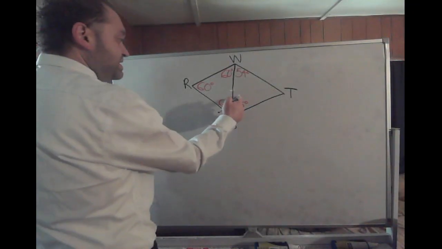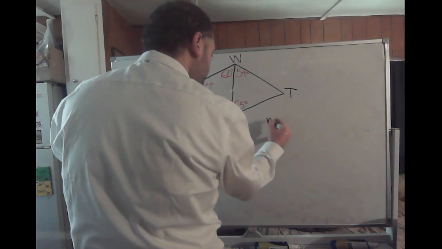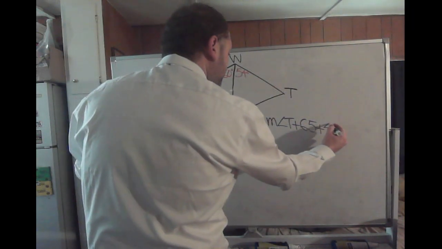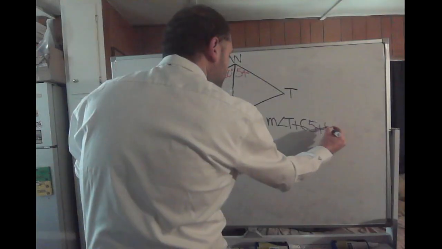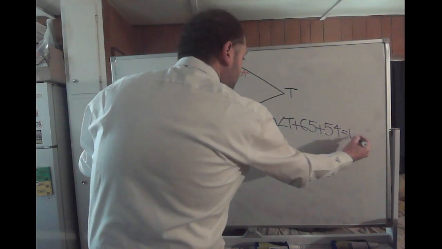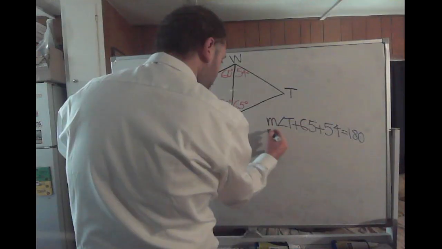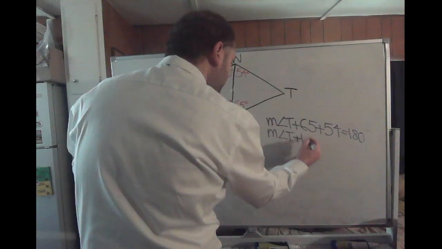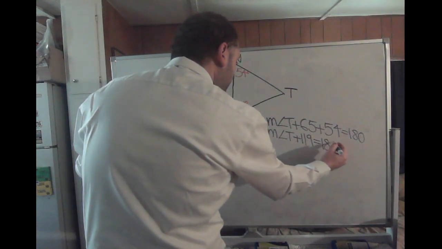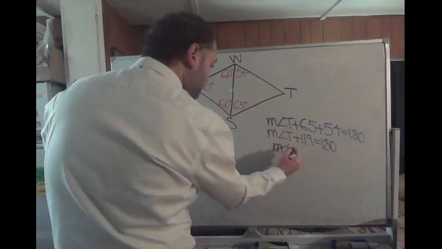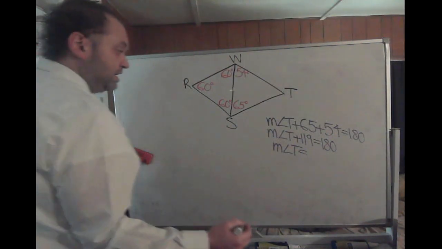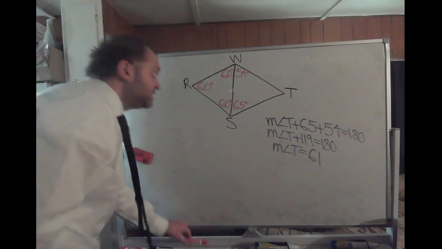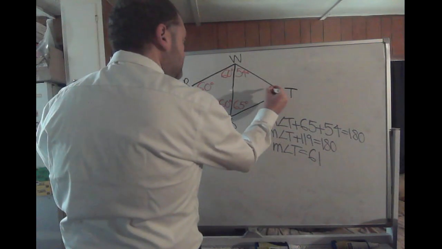So, of course, we're going to take 65 plus 54. So the measure of angle T plus 65 plus 54, whoops, I'm writing it backwards, dyslexic moment, equals 180, which would then give you 119 plus the measure of angle T equals 180, which would then give you that the measure of angle T equals 61. So angle T has a value of 61 degrees.